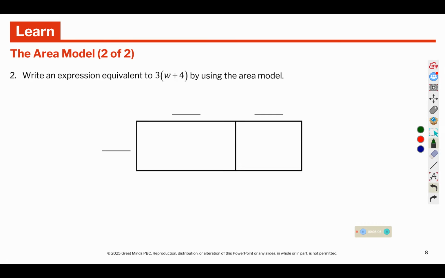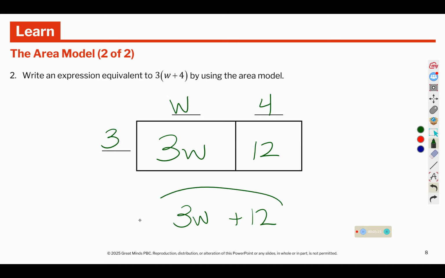So we're going to write an expression equivalent to 3 times W plus 4. 3 W's would be 3W, and 3 sets of 4 is 12. So this would be 3W plus 12.